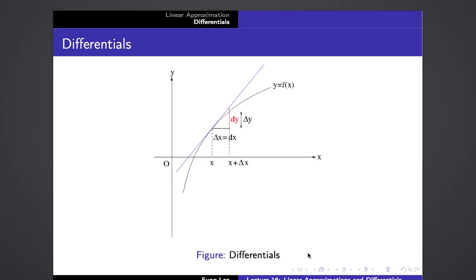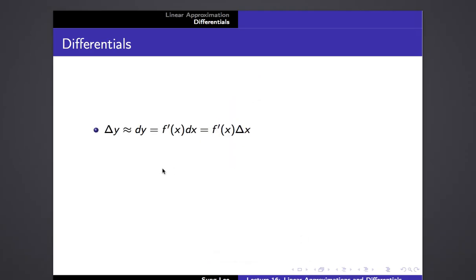Okay, and vice versa. All right, so let's move on. Okay, so we have the following. Delta y is approximated by dy. That's what we have here, right?